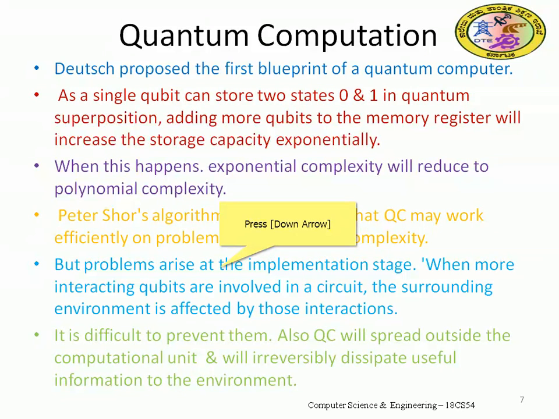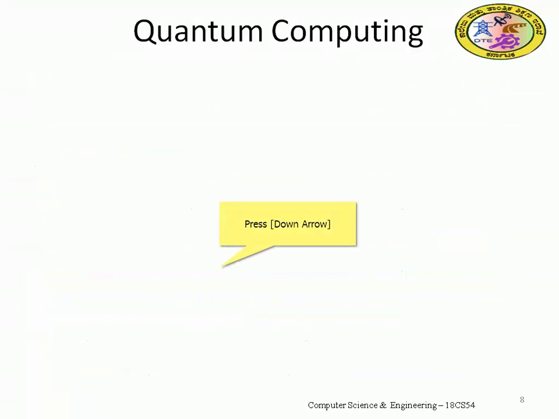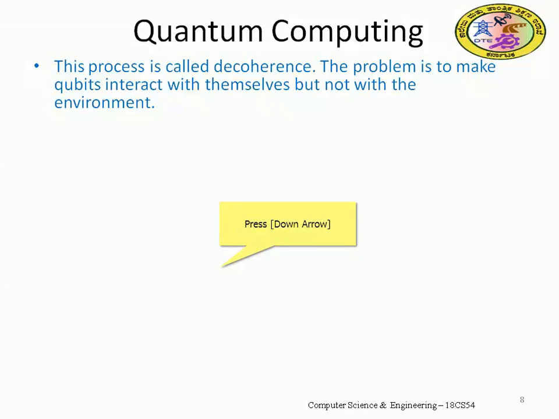Also, quantum computation will spread outside the computational unit. It will cross the boundary and go beyond the computational unit. It will irreversibly dissipate useful information to the environment. In quantum computing, this process is called decoherence. The problem is to make qubits interact with themselves but not with the environment.